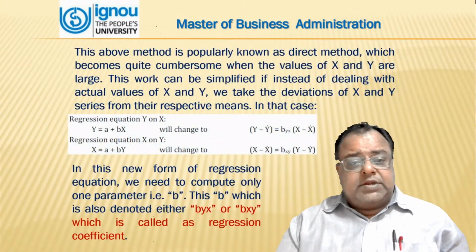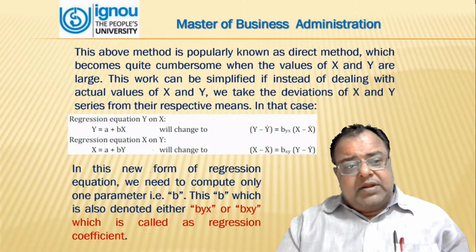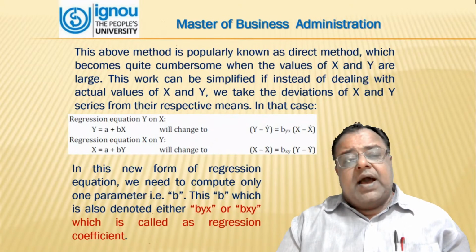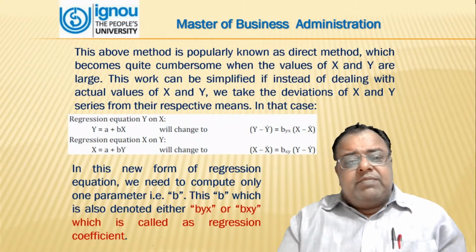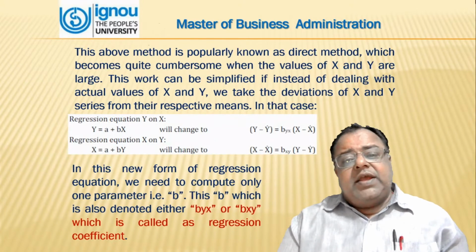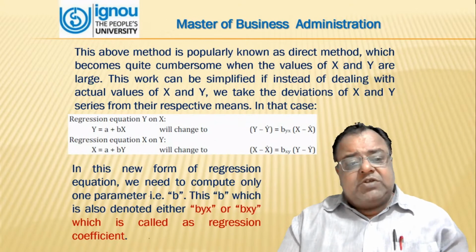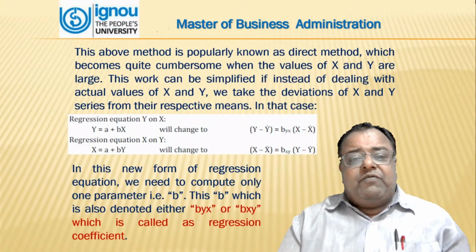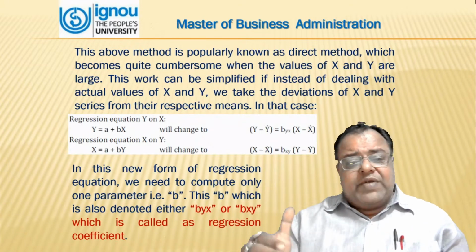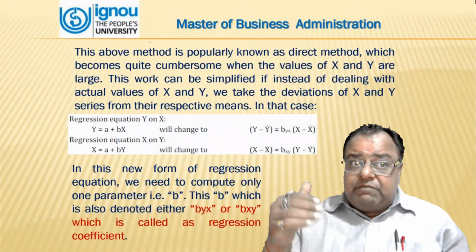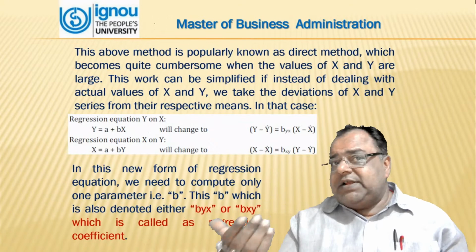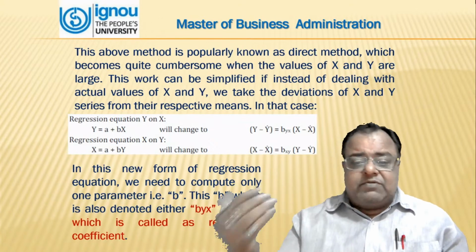This above method is popularly known as the direct method, which becomes quite cumbersome when the values of x and y are large. This work can be simplified if, instead of dealing with actual values of x and y, we take the deviations of the x and y series from their respective means. That means we will be changing y to y minus y bar.